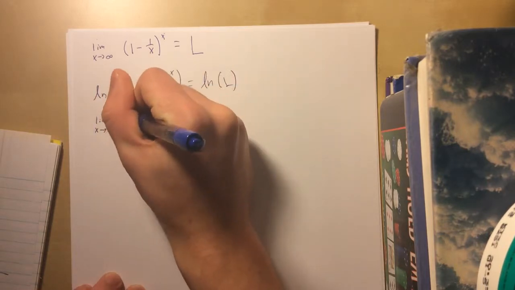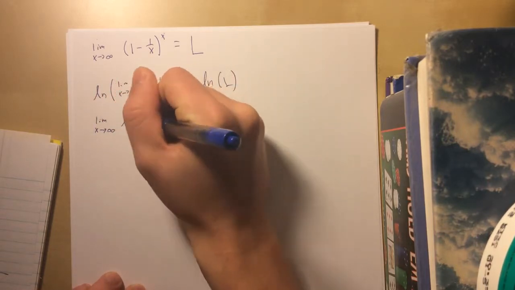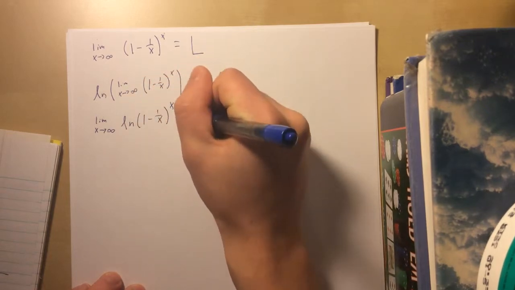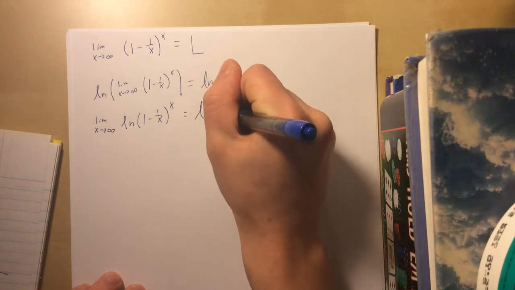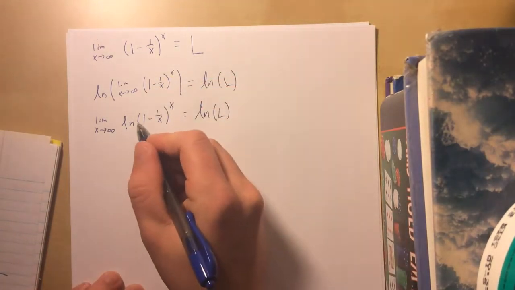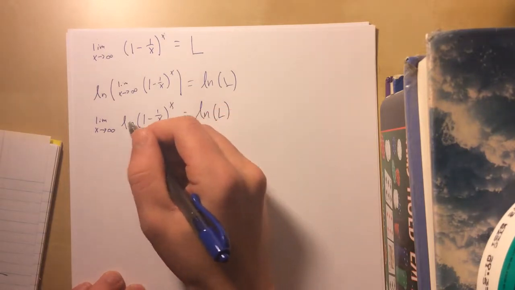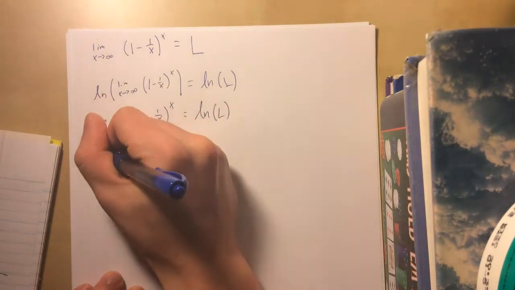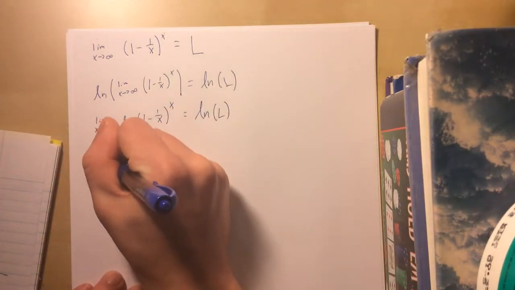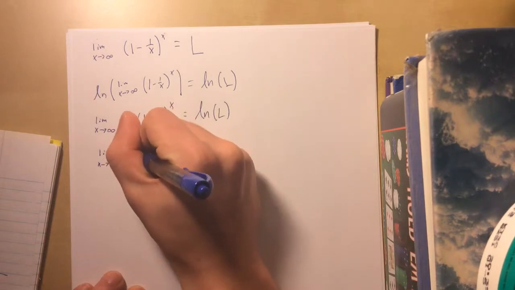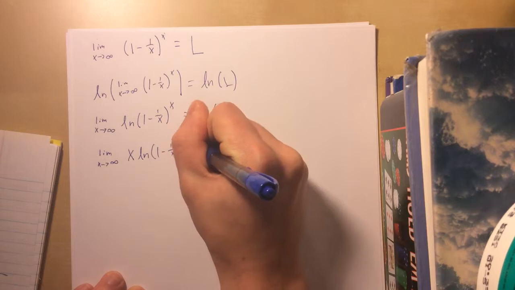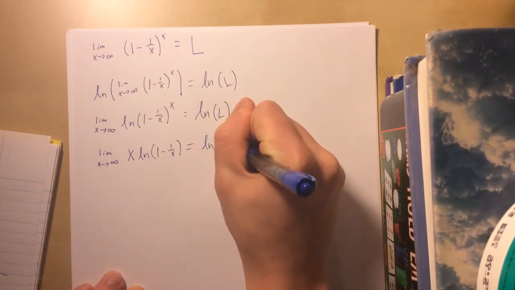So this is equivalent to saying the limit as x approaches infinity of log of (1 minus 1 over x), and that's going to equal log of L. From here we can use a log rule that says log of a to the x is equal to x log a. So the limit as x approaches infinity of x log of (1 minus 1 over x) equals natural log of L.